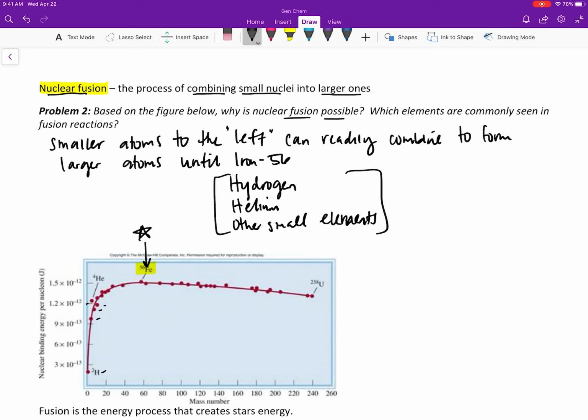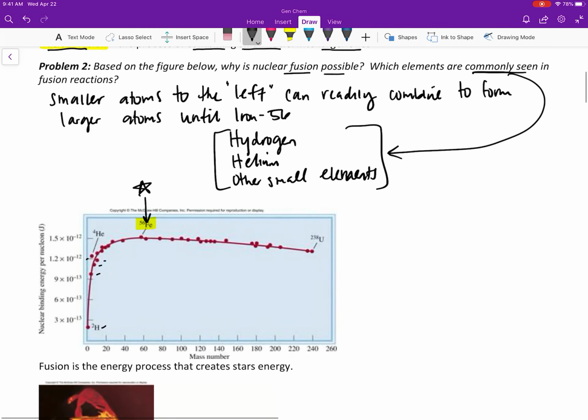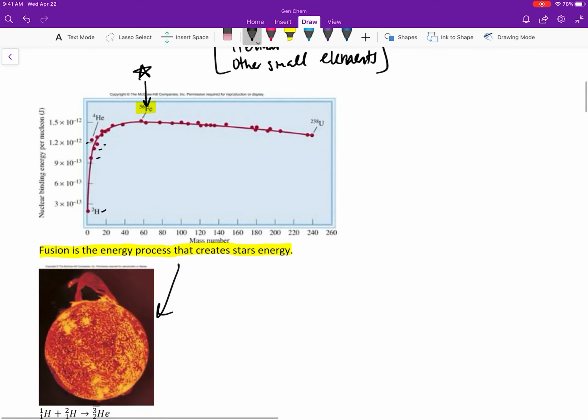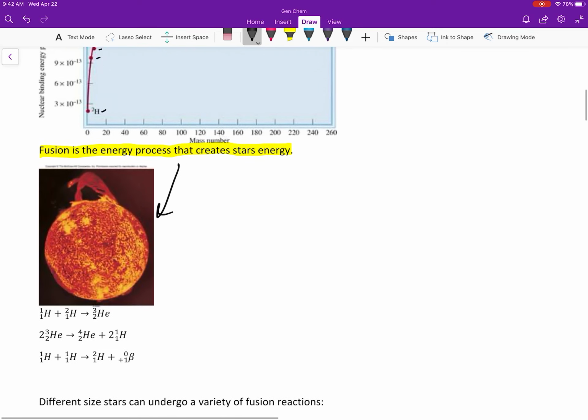Other small elements. Those are the ones that are commonly seen in fusion reactions. Okay, so what makes fusion important is fusion is the energy process that creates stars' energy. So when we look back up at our sun, we don't see our sun like this per se because one, we would go blind. So this is an image taken through probably a telescope or a satellite, something like that, where we're not in danger of the UV radiation burning up our cones and rods in the back of our eye.